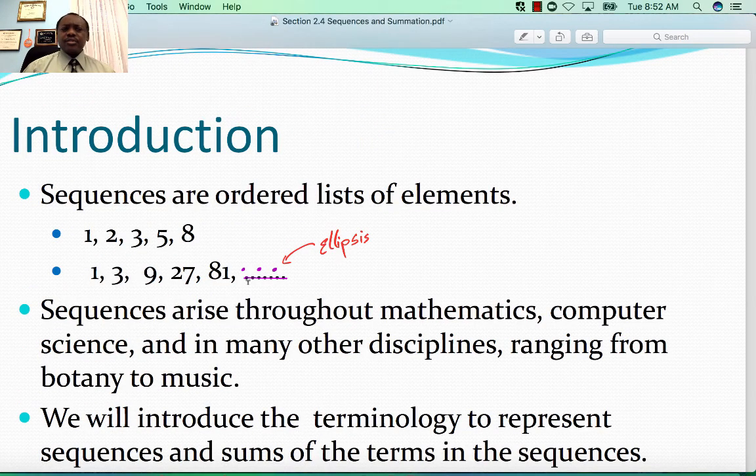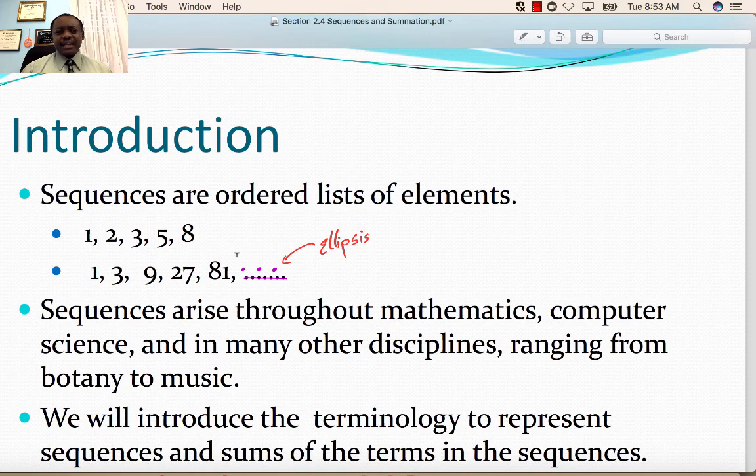Let's begin. Introduction. Sequences are simply ordered lists of elements. For example, we have 1, 2, 3, 5, 8. If you look very carefully, you might be able to figure out some kind of pattern between these numbers or these elements. If you look at the second one, we have 1, 3, 9, 27, 81, and then I prefer the 3 dots, the ellipsis, which means it continues in this pattern forever.